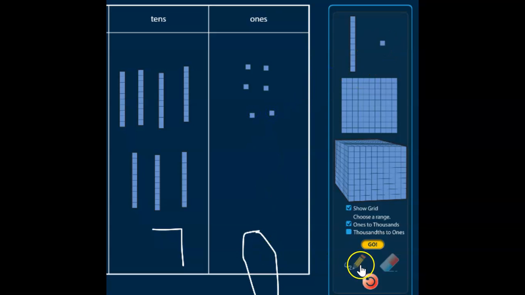Okay. How many 1 blocks do I have? So now I need to change my answer. Okay. How many 1 blocks? Let's count them. Ready? 1. Oh, let me grab my pencil again. 1, 2, 3, 4, 5, 6. I have 6 1s.